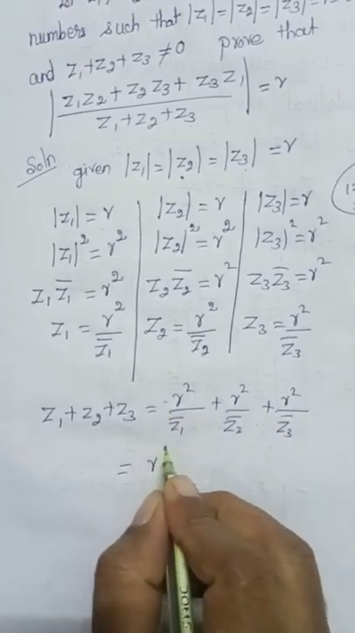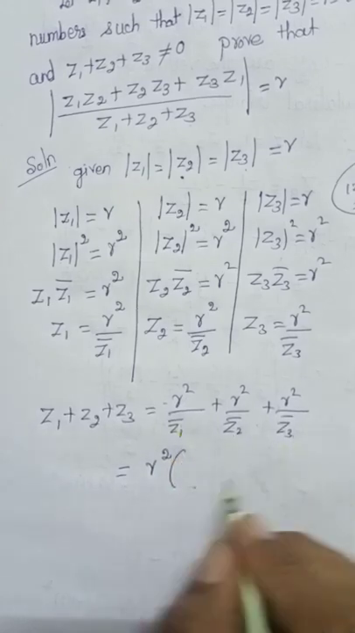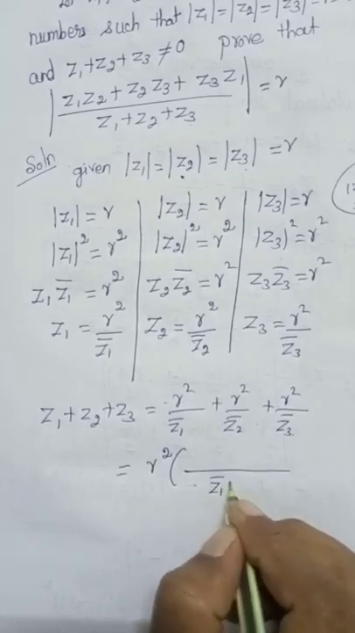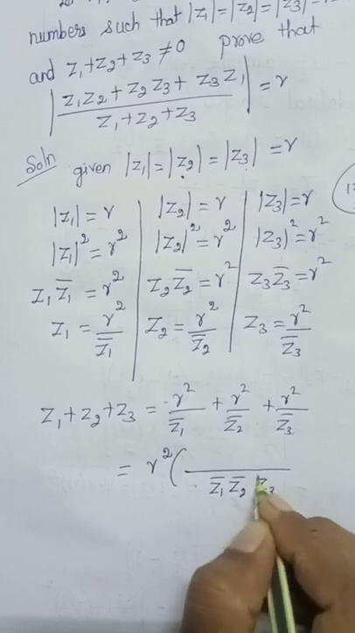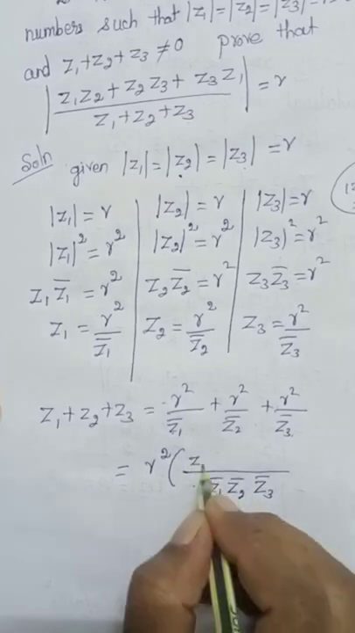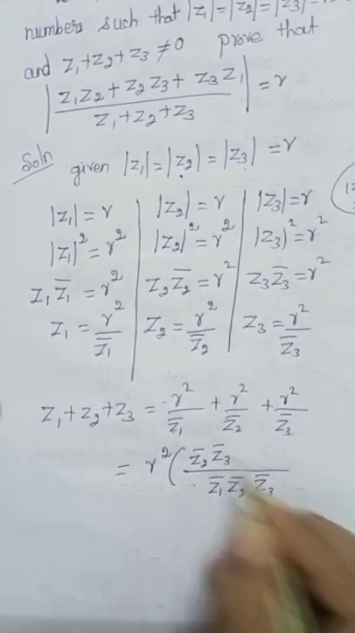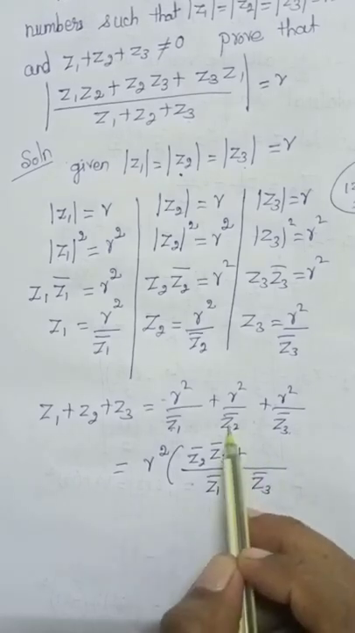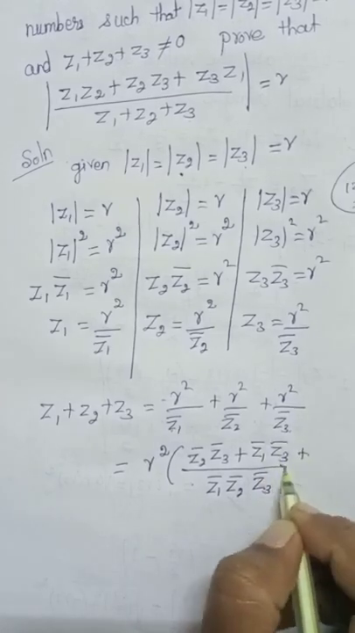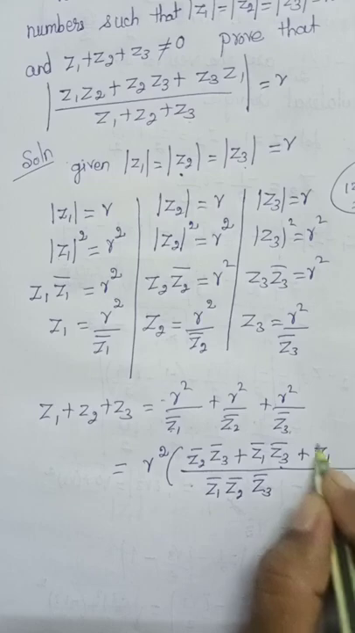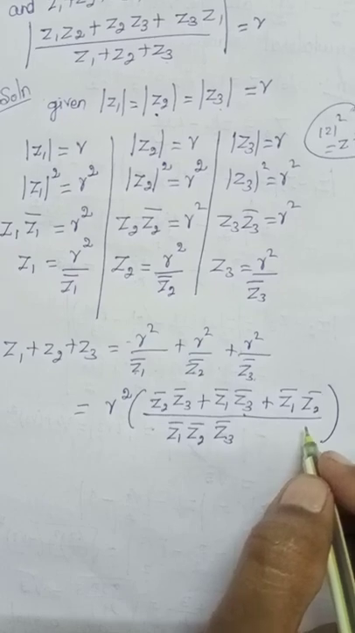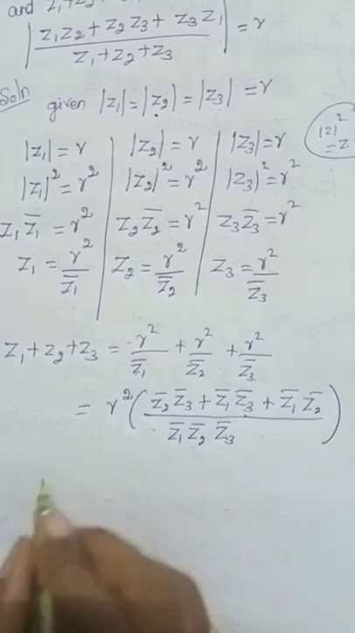R square is common, we can take it out. Now for the remaining 3, when we take the LCM, Z1 bar into Z2 bar into Z3 bar, isn't it? Here Z1 bar is there, remaining 2 is missing. So we may get Z2 bar into Z3 bar. Here Z2 bar is there, remaining 2 is not there. That is Z1 bar into Z3 bar. The same way here Z3 bar is there, so Z1 bar into Z2 bar. Is that clear? Okay, now take the modulus.